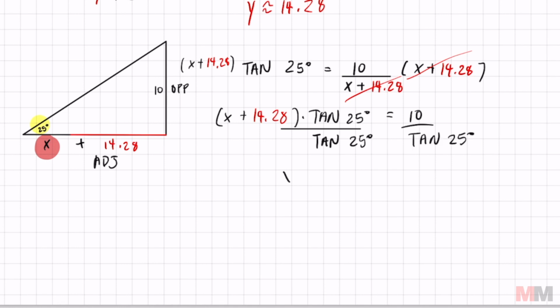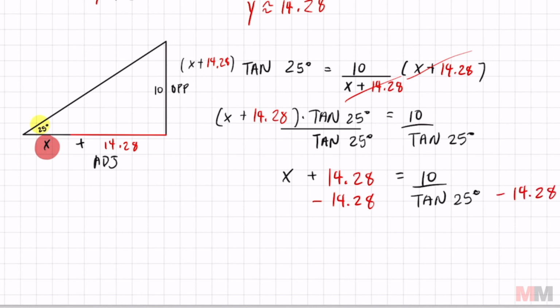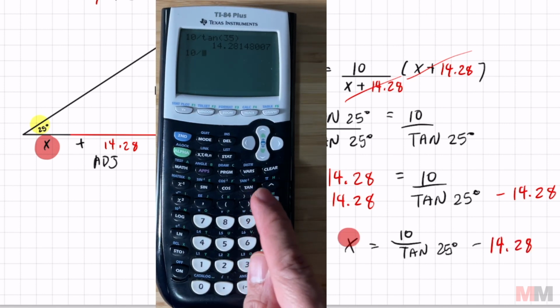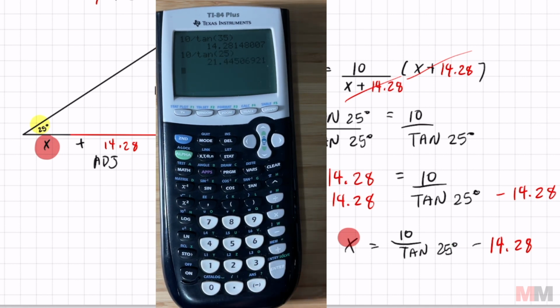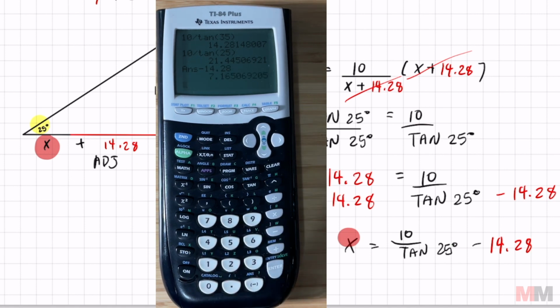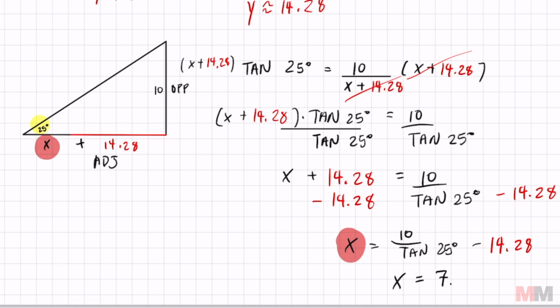And I'm left with X plus 14.28 equals 10 divided by the tangent of 25 degrees. Very last step, subtract that 14.28 on both sides, and the rest of it we can take care of on the calculator. So X equals 10 divided by tangent of 25 degrees. Press enter and then subtract 14.28. X equals 7.17.